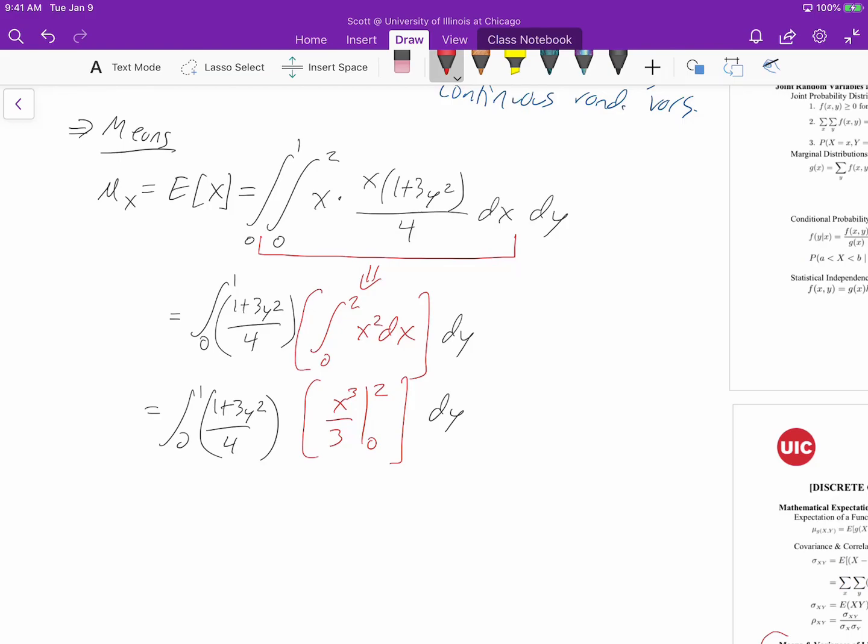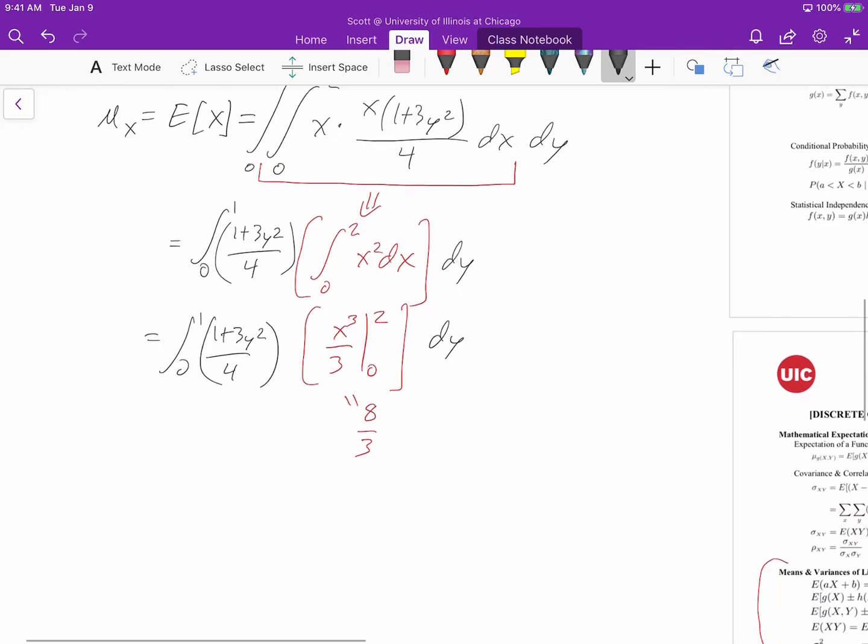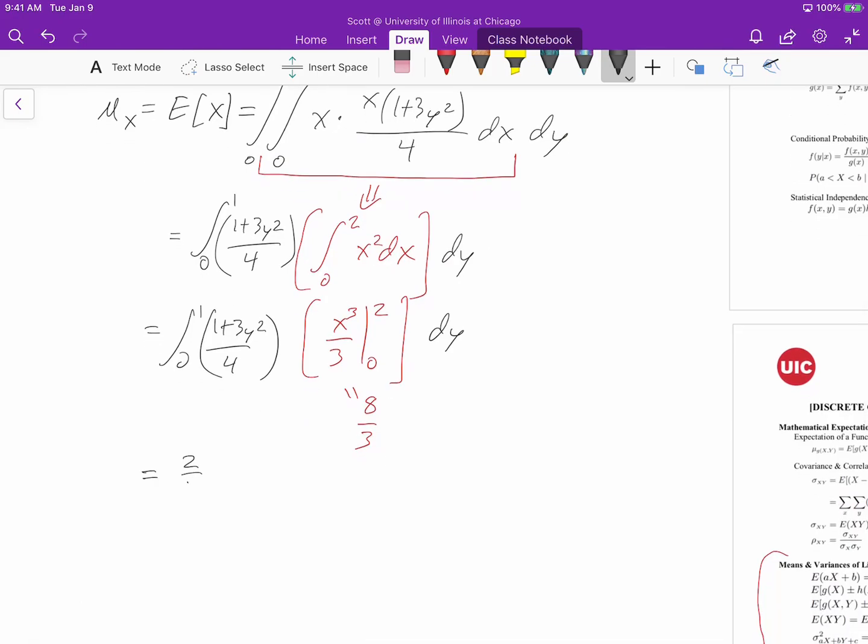And that just turns out to be 8, 2 cubed is 8, so 8 thirds, and the lower bound gives us nothing, right? So this just equals 8 thirds. And so then we can take the 8 in the numerator, divide out the 4 that's in the denominator of the outer integral, and we have a 2 thirds that we can pull out. And then we just have the integral of 1 plus 3y squared dy, with bounds 0 to 1. And let's see, this is going to be 2 thirds times y plus y cubed, as the 3 is canceled by the 1 third, bounds 0 to 1. And, right, well, that's just 1. Let's do this in a different color.